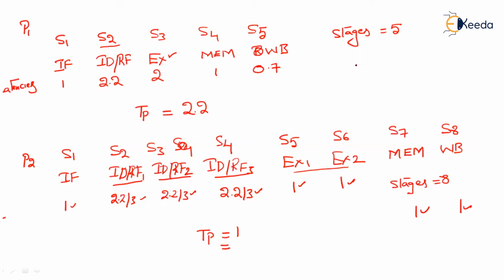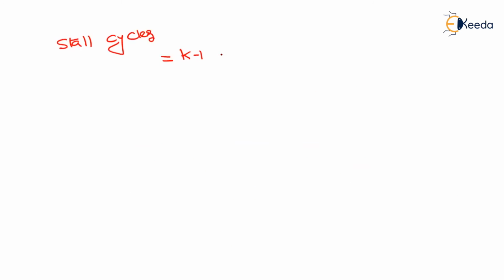So the stall cycles are equal to k minus 1, that is 3 minus 1, which equals 2 here, because in the third stage the next instruction pointer gets computed. So k is equal to 3. The stage in which the next instruction pointer gets computed is the third stage. So 3 minus 1 is equal to 2 stall cycles.